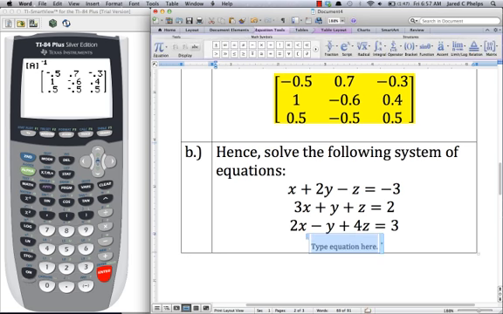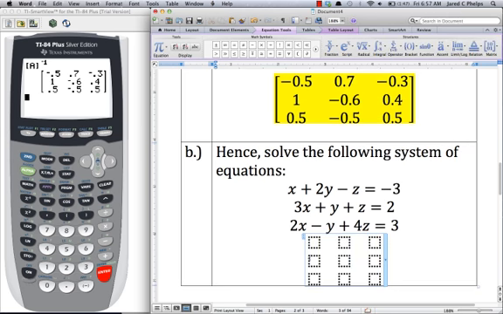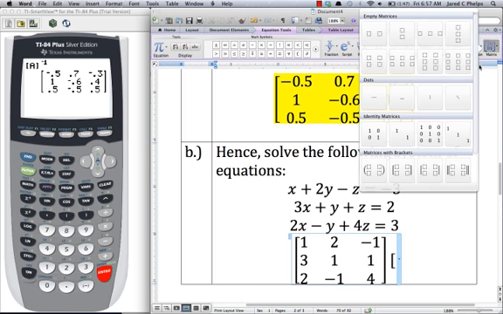So hopefully you remember that I can write down, oops, forgot my bracket. We can write down all of the coefficients in this matrix, right? So I can put 1, 2, -1, 3, 1, 1, 2, -1, 4. And then what comes after that? Like, what do you write down after the coefficient matrix?